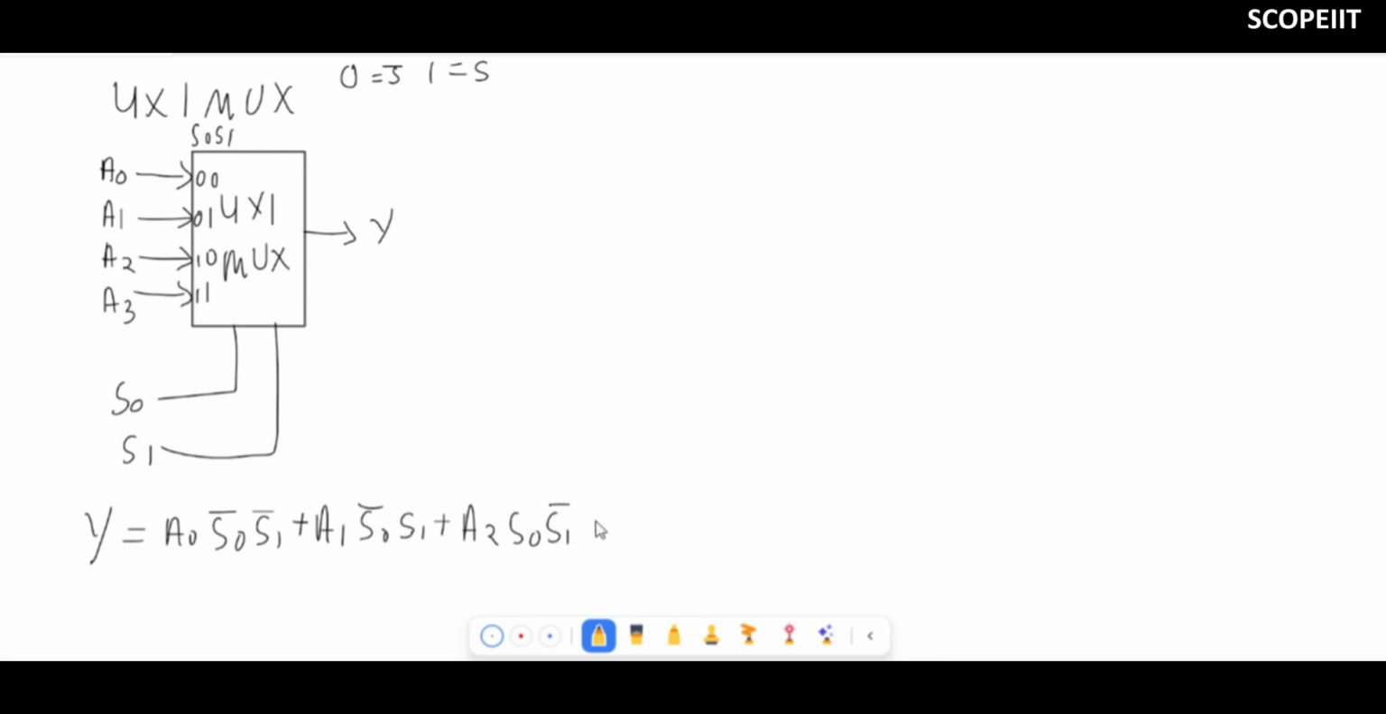Okay, plus A3. Now here both are 1 1, right? 1 1 means both without bar, right? So it will be S0 and S1. Okay, so this is basically the expression for 4 cross 1 multiplexer.